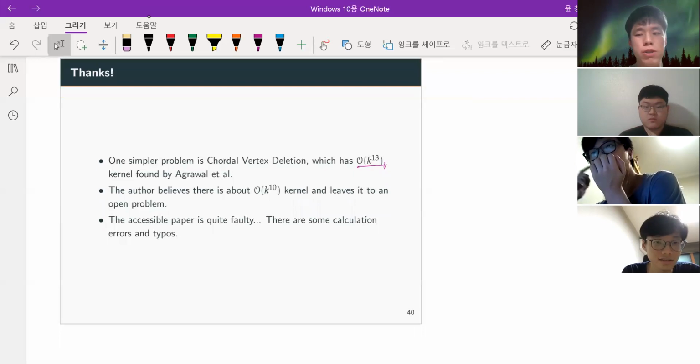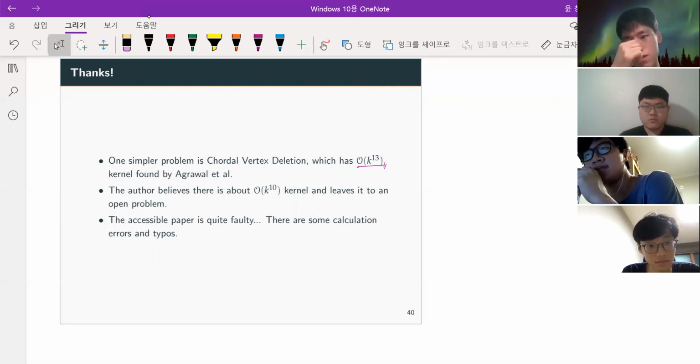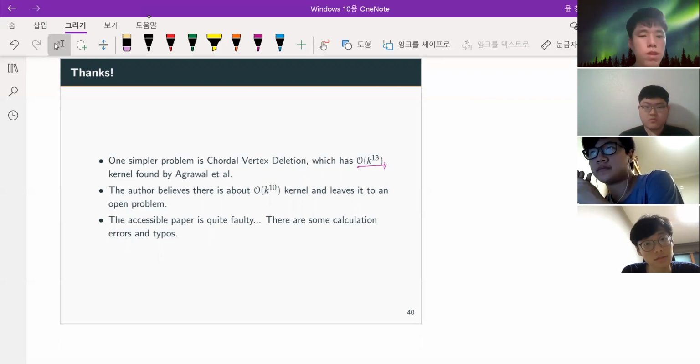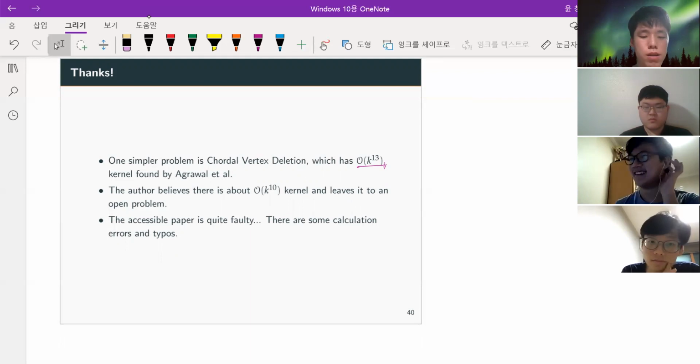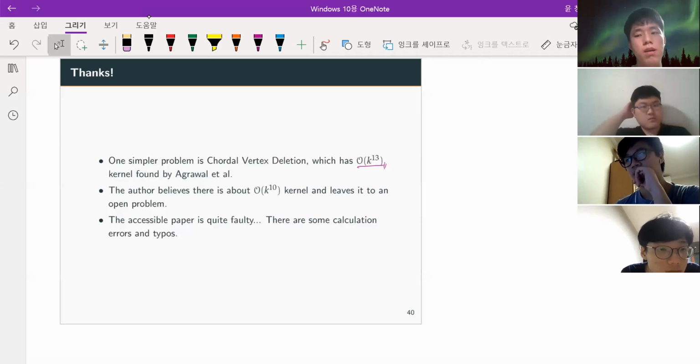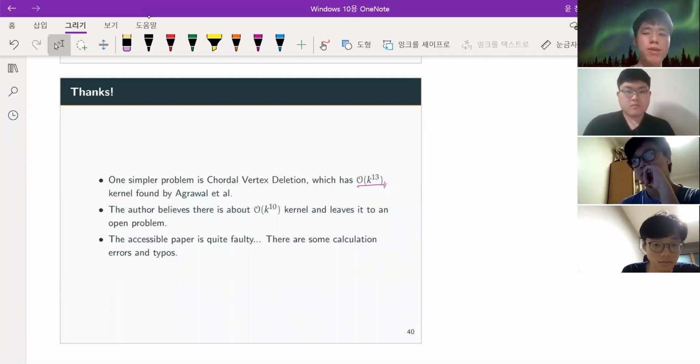However, the accessible version of the paper is quite faulty. There are some calculation errors and typos. As an example, she asserts that there is a 6-approximation algorithm for interval vertex deletion, but according to the reference, I think there is just an 8-approximation algorithm. It is not sure because I did not have a complementary reading of the original reference. But excluding this, there are so many typos and so many bound errors. So it was tough to review the paper, and you guys had a tough time listening to the poor lecture. Thank you for listening.